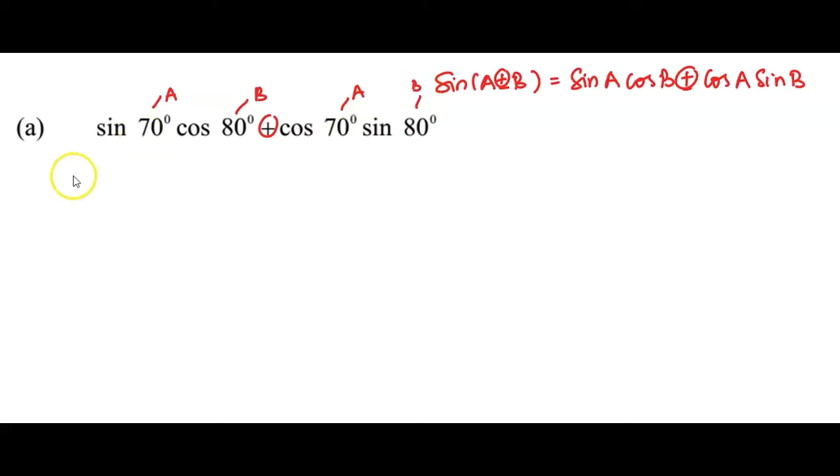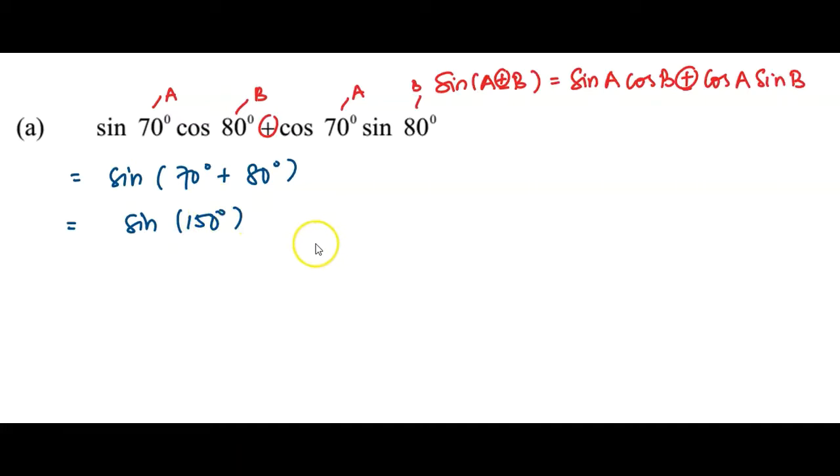So now I'm going to write this expression into sine A plus B, where your A is 70 and the B is 80. Alright, then simplify, sum up the 70 and 80, you got 150. Again, sine 150, you can evaluate it by using the special angle. You can have your Cartesian plane, and then just measure your angle starting from the positive x-axis.